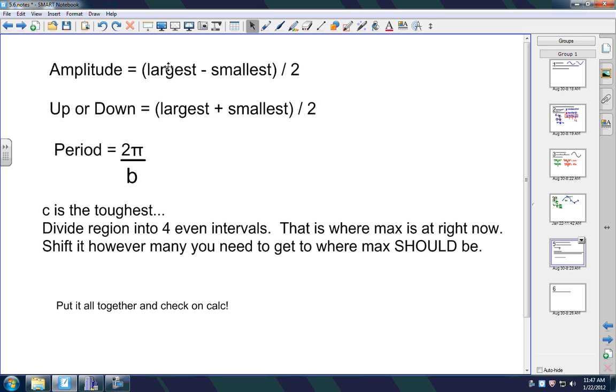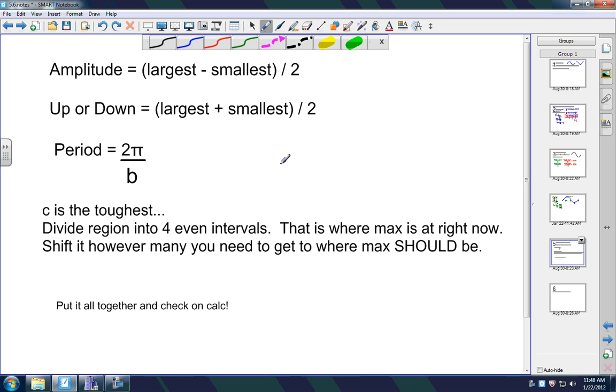So amplitude, largest minus smallest, divided by 2. The up-down shift, your D value, largest plus smallest divided by 2. Period, we know is 2 pi over B. C is the toughest. So whatever you're doing, whether it's 12 months, 17 months, 65 months, divide it into 4 even intervals. Okay, that's where the max is at right now.